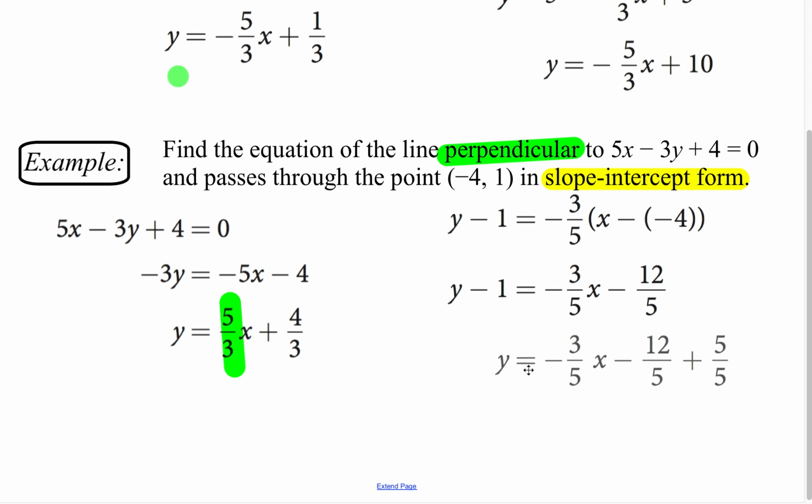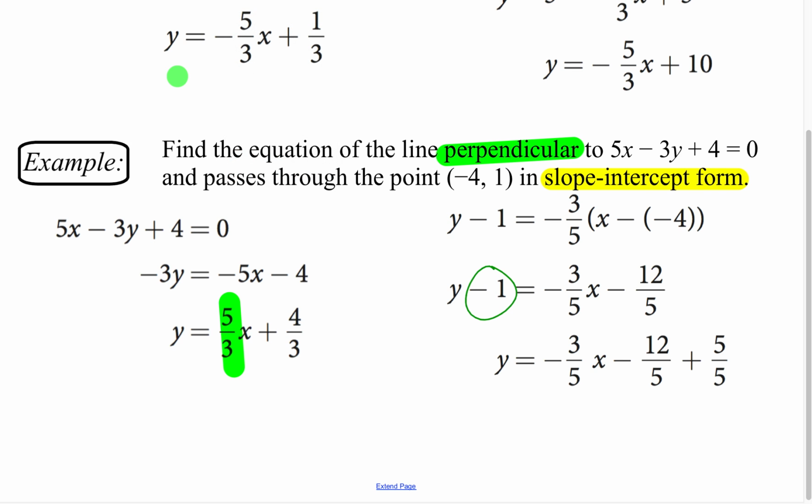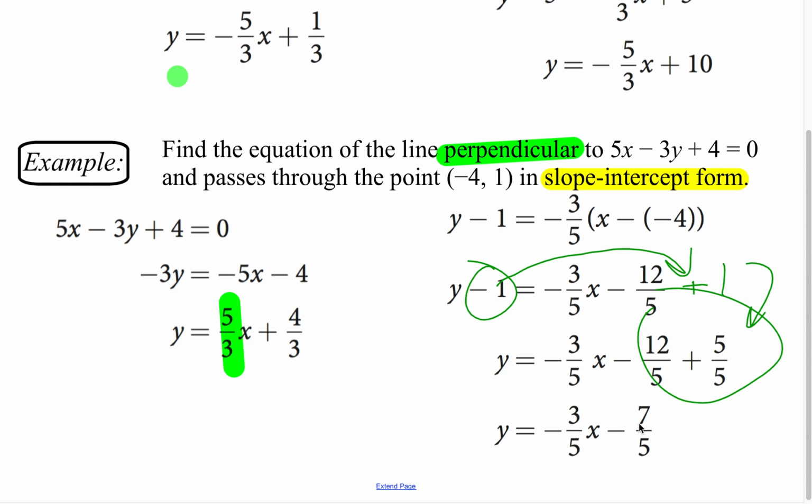Add 1 to both sides. We have negative 3/5 x minus 12/5, and then this one we add 1. That's the same as adding 5/5. So what's happening right there, let me get a pen here. This plus 1, when we bring it over to the other side, instead of writing it as a plus 1, we're writing it as 5/5 so that we can add these two fractions. Okay, so adding 5/5 to negative 12/5 gives us y equals negative 3/5 x minus 7/5.